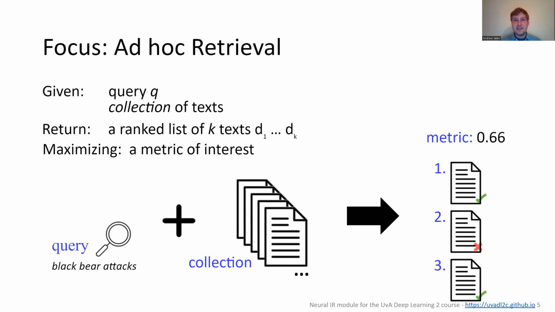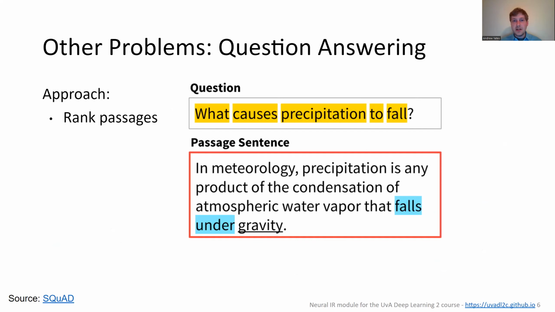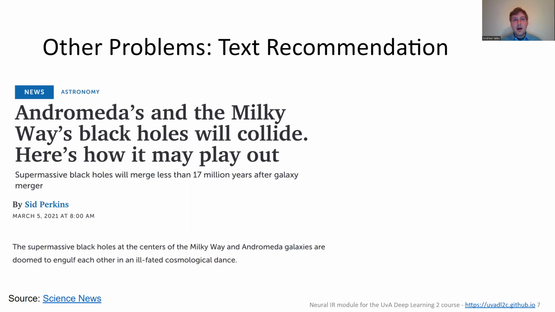There are, of course, other applications of information retrieval, other types of ranking problems. So just to briefly mention these, for example, question answering. Here we might rank passages in response to some question. And then maybe within the passage, we need to extract some answer span. This could be done with ranking or perhaps some sort of classification. And so you see here, we have a question, what causes precipitation to fall? And the answer has been identified in that passage. Text recommendation could also be viewed as a kind of ranking or information retrieval problem.